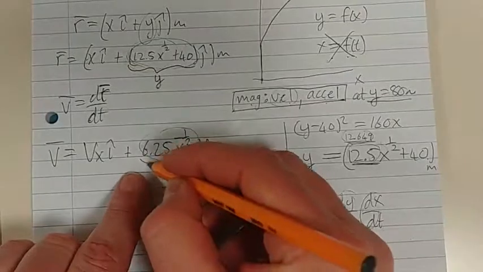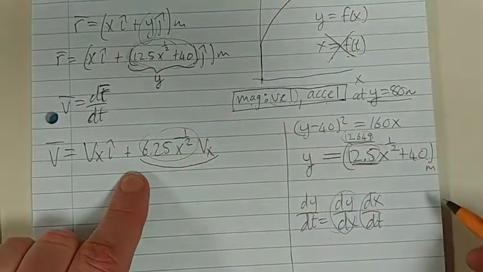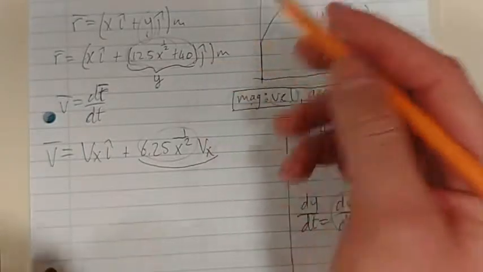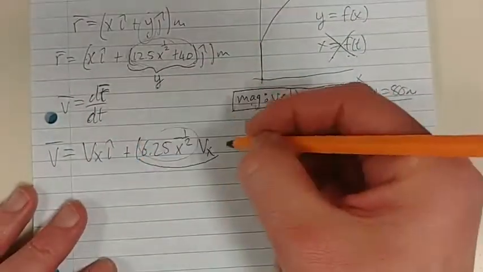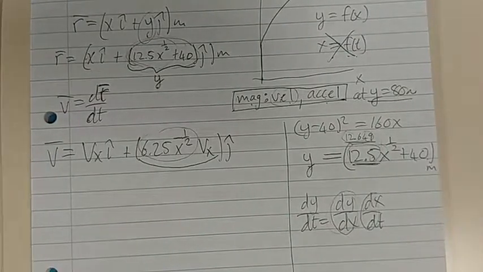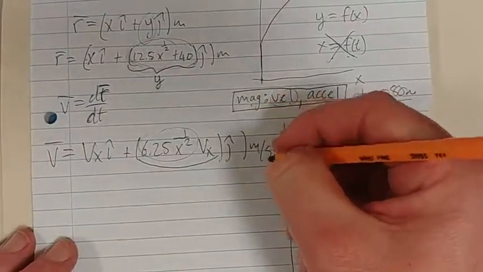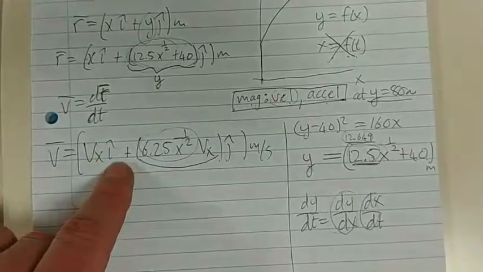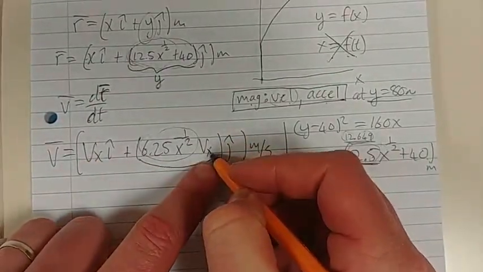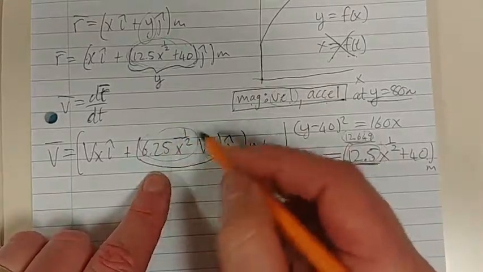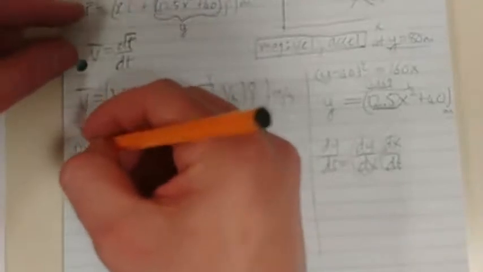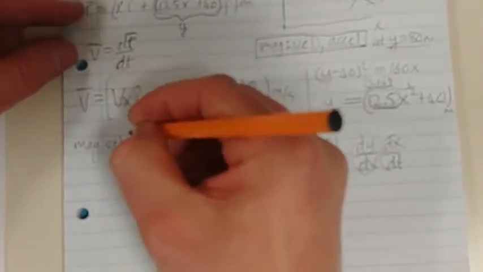So this is just the chain rule. And then the derivative of 40 with respect to time is 0. So this whole thing is then our y component, in meters per second: Vx i plus 6.25 x to the minus a half Vx j. Chain rule, my friends. So what is the magnitude of my velocity?